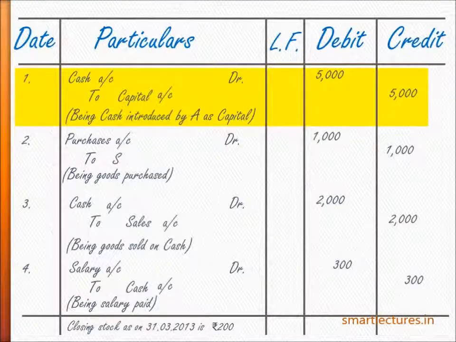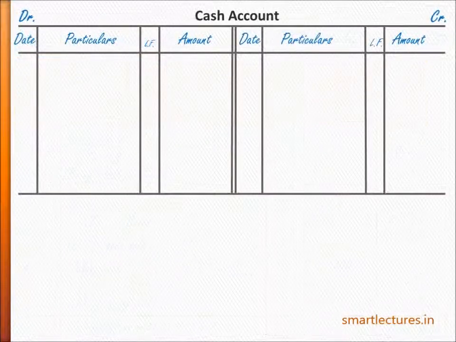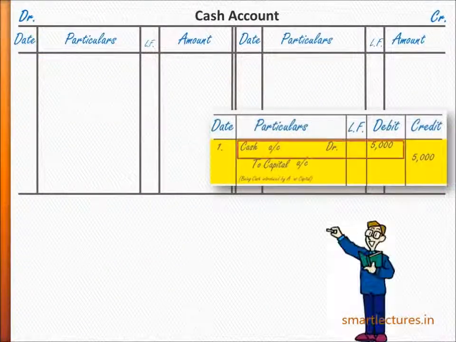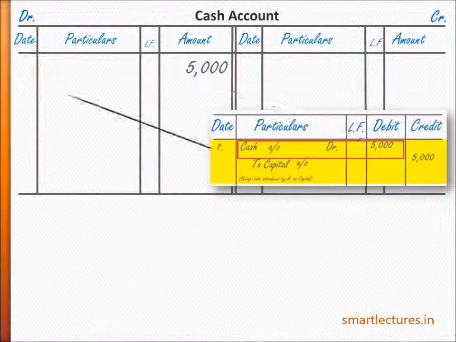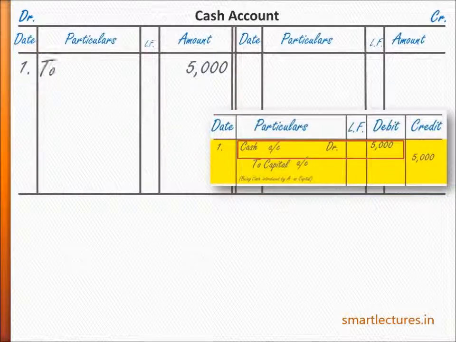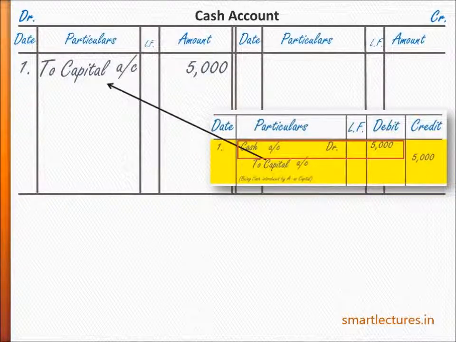Cash account debit to capital account rupees 5,000 means debit cash account by rupees 5,000 and credit capital account rupees 5,000. Come to the cash account. Debit cash account rupees 5,000. What does it mean? In the ledger posting, write down rupees 5,000 on the debit side. In the date column, write down 1, and in the particulars, 'To capital', because when cash account was debited, the opposite account was capital account, meaning the credit was capital. So you will have to write down 'To capital'.